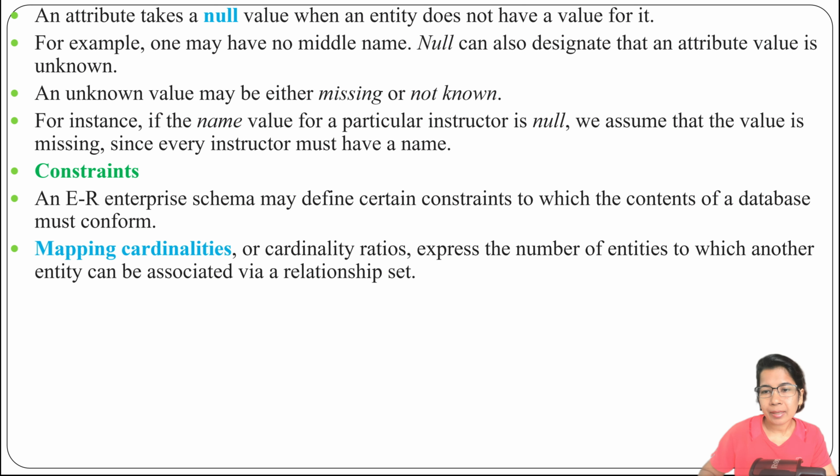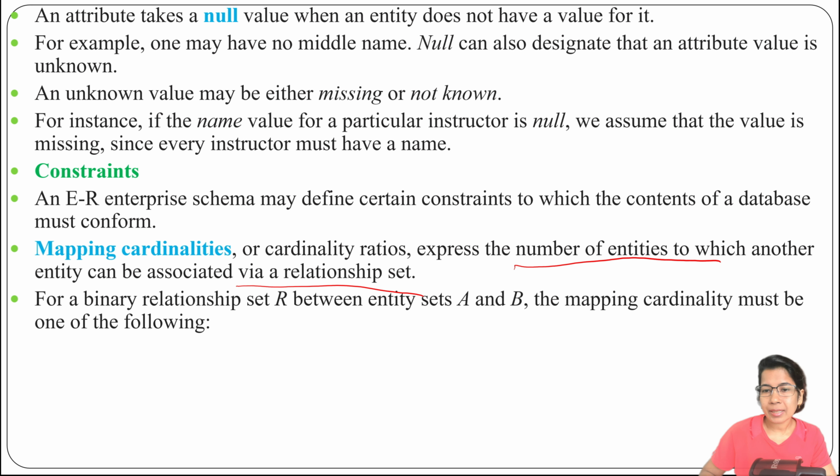In mapping cardinality, we'll see how an entity of an entity set is associated with another entity of another entity set. Mapping cardinality, or cardinality ratio, expresses the number of entities to which another entity can be associated via a relationship set. There are different types of mapping cardinality: one to one, one to many, many to one, many to many. These cardinalities are between binary relationships, when two entity sets are associated. First is one to one.